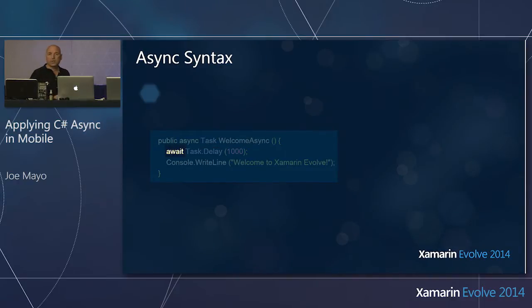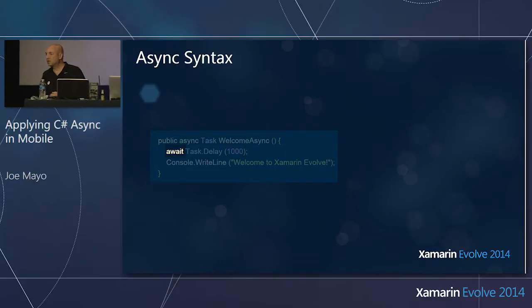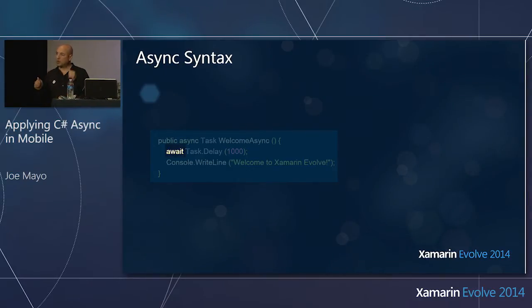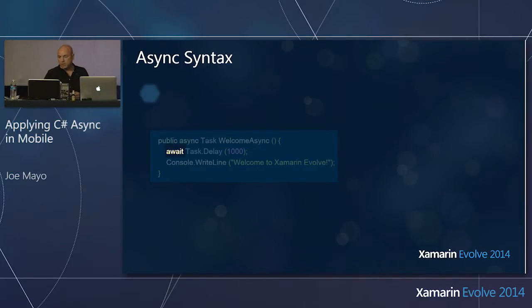And then you have an await. What await does is essentially pause the program right there while that task executes. I'm going to show you later on what happens to the thread and what happens when it actually pauses, what happens to this thread or a secondary thread, and so on. But that's the basic syntax.